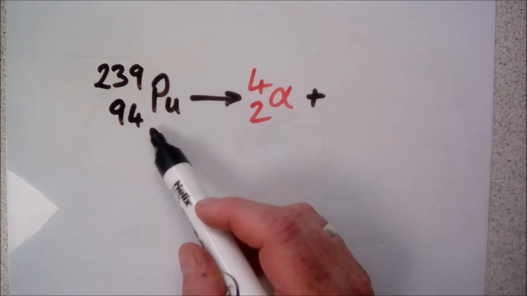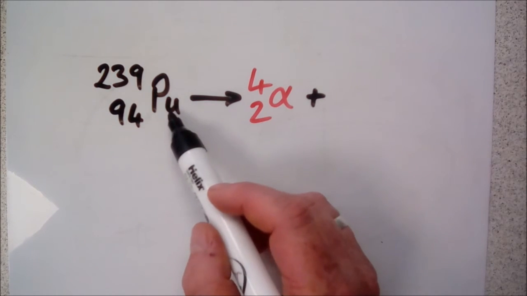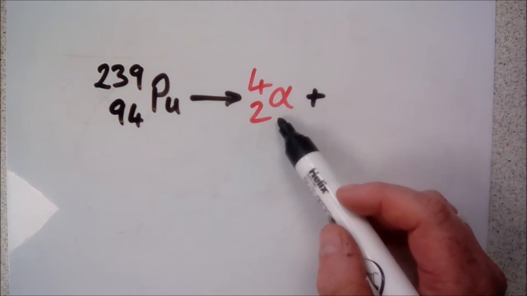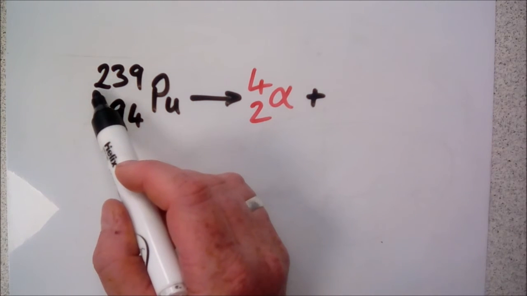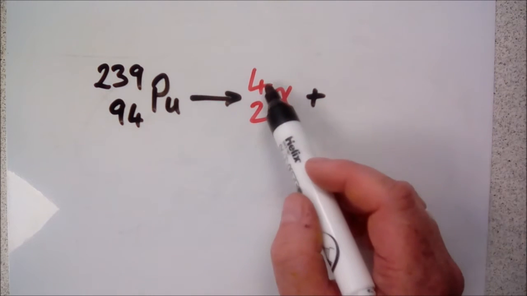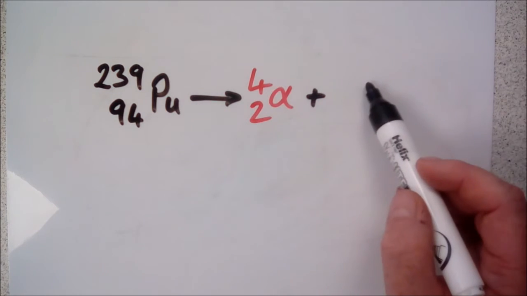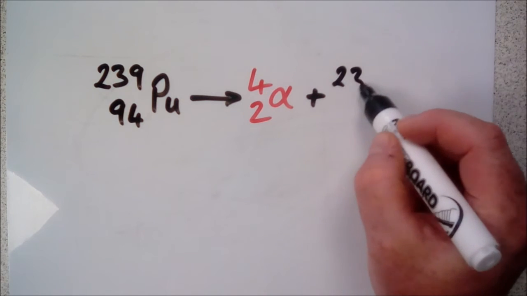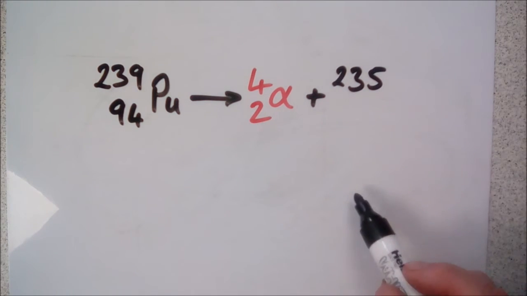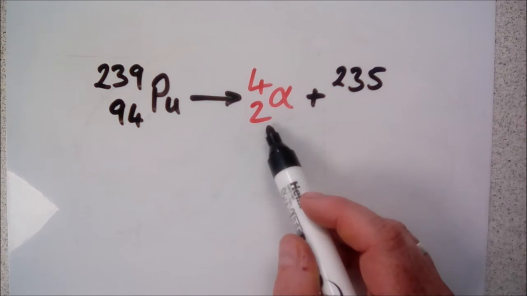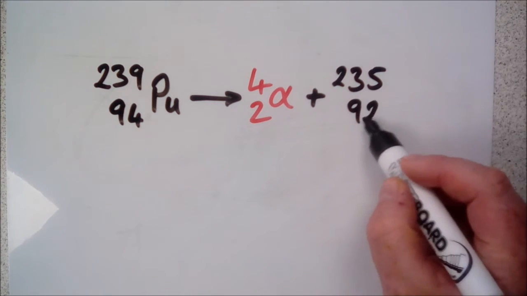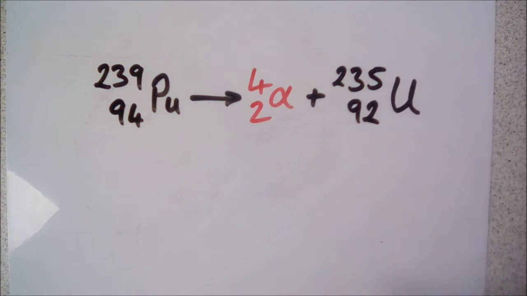On the left hand side of the equation, we've got 239 94 Pu for plutonium. That decays by giving off an alpha particle. So whatever we've got on the left hand side, we must have on the right hand side. Working on the top line first, 239 and 4, so we need to have 239 on this side, so that leaves us with 235. Looking at the bottom, we've got 94 on the left hand side, we've got 2 on the right hand side, so that leaves us with 92 missing. Look it up in our periodic table, we know that 92 is uranium.